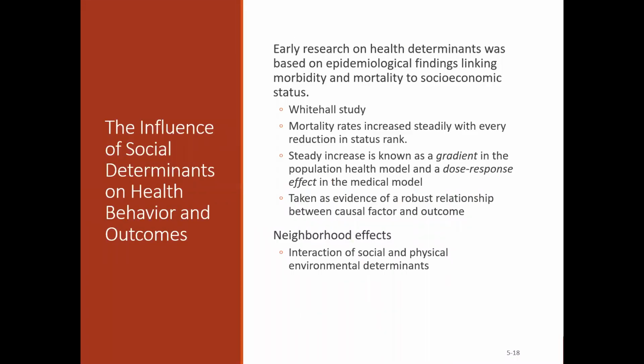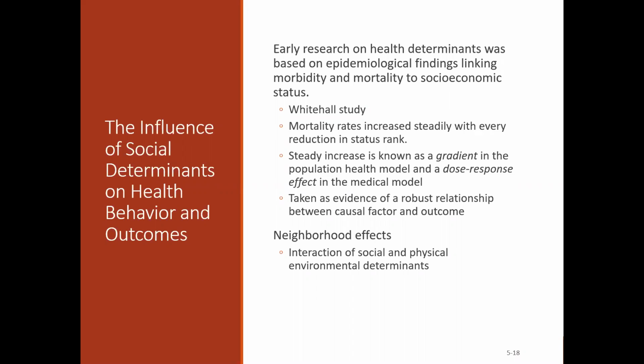Early research on health determinants was really based on epidemiological findings that linked morbidity and mortality to socioeconomic status. You'll read about the Whitehall study in your textbook, certainly a significant study that contributed to understanding factors that really contribute to poor health outcomes. Mortality rates increase steadily with every reduction in status rank. A steady increase is known as a gradient in the population health model, but a dose response effect in the medical model. And it's taken as evidence of a robust relationship between causal factor and outcomes when we look at the research on health determinants.